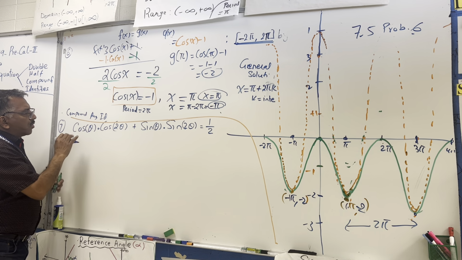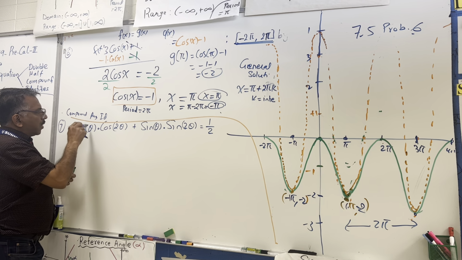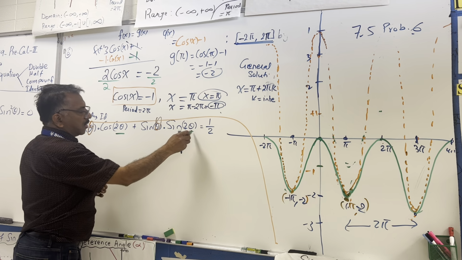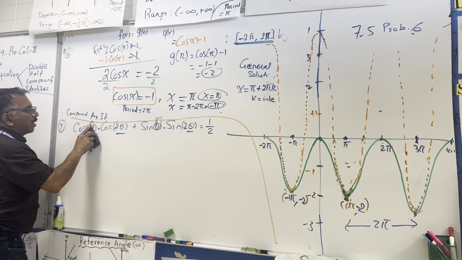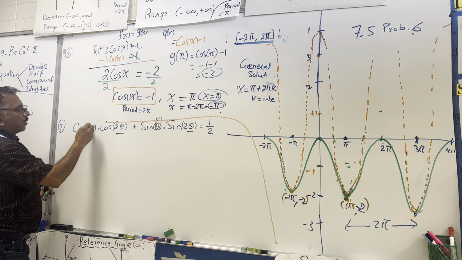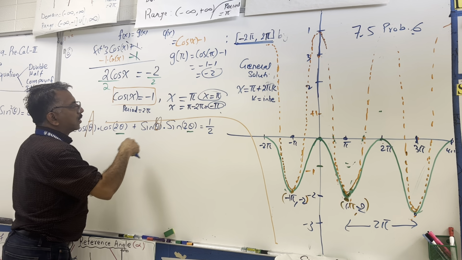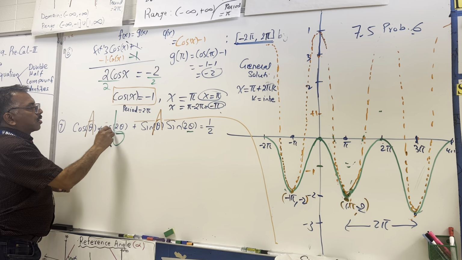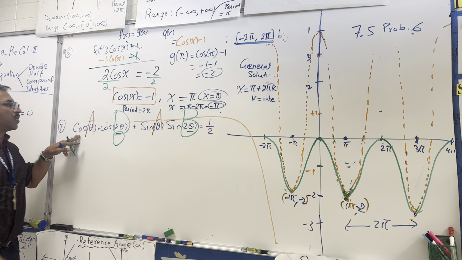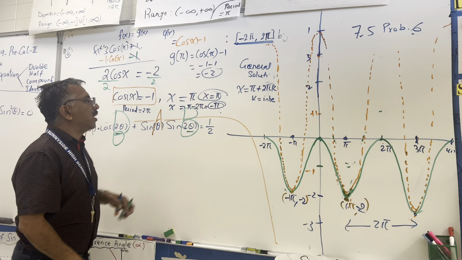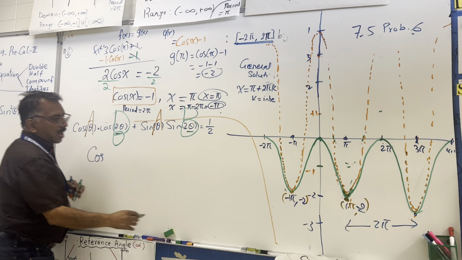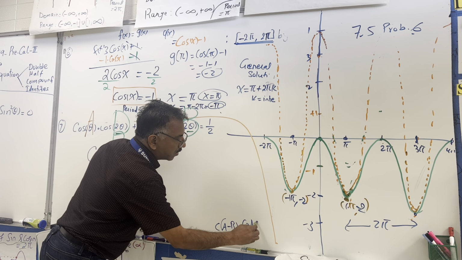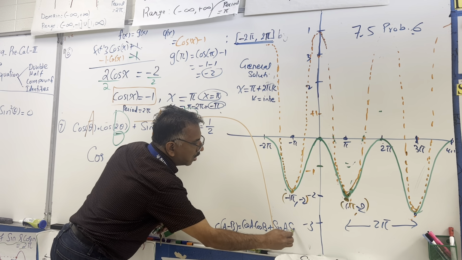You can see that there's a cosine theta, and this is sine 2 theta. So this is the same theta, and there is a 2 theta here. So we can think of this as cosine A, cosine B plus sine A, sine B, which is cosine of A minus B. Because if we have cosine of A minus B, it is cosine A cosine B plus sine A sine B. You have to remember that, that's how the formula is.